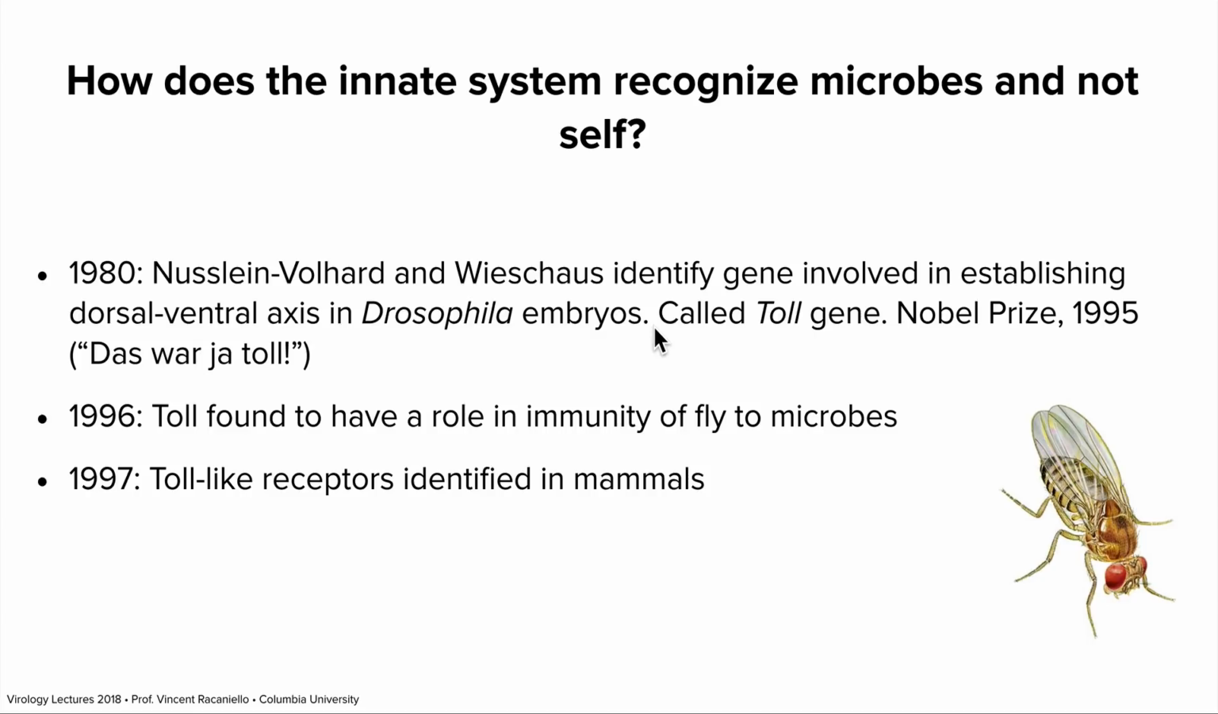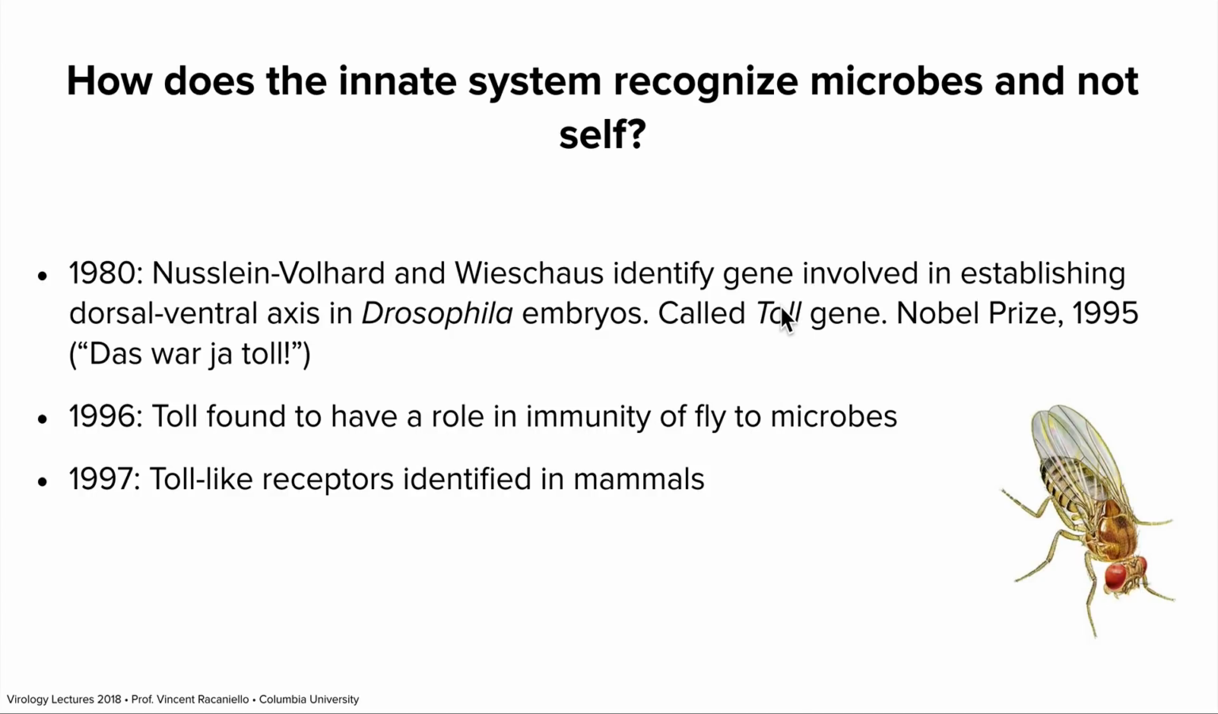And so this gene that was mutated in that particular fly and gave the phenotype that got her very excited was called the toll gene. And then 15 years later, they got a Nobel Prize for that. Very important work. And 16 years later, the toll gene was found to have a role in immunity of flies.